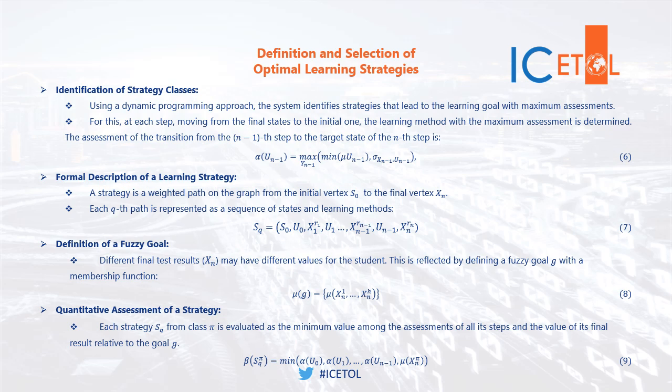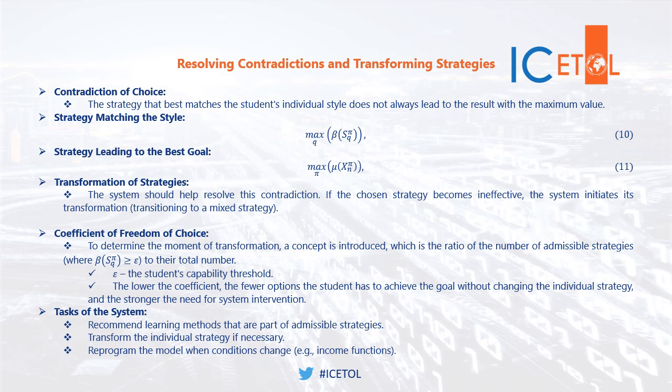valuable result. On this slide, we arrive at the culmination of our model, the resolution of one of the fundamental problems in pedagogy. The essence of it is that the strategy subjectively preferred by the learner is not always the most objectively effective for achieving the educational goal. Our model formalizes this contradiction of choice using two criteria. Formula 10 performs a search for the strategy that maximally corresponds to the student's style, that is, has the maximum assessment beta. At the same time, Formula 11 searches for the strategy that leads to the best possible goal, that is, to the result with the maximum value mu.